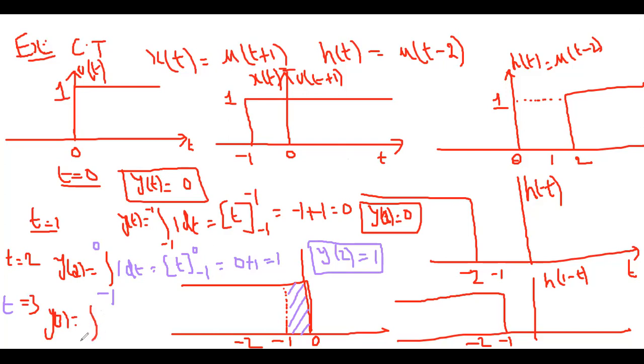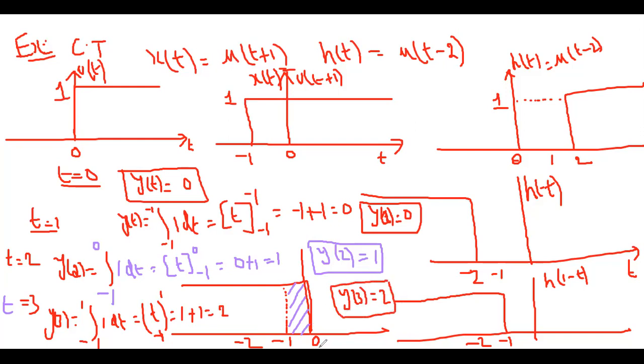So what are the limits here? Minus 1 to 1, 1 into dt. Again, we will get t with the upper limit 1 and lower limit minus 1. So 1 minus of minus 1 will give 2. So y of 3 is equal to 2.